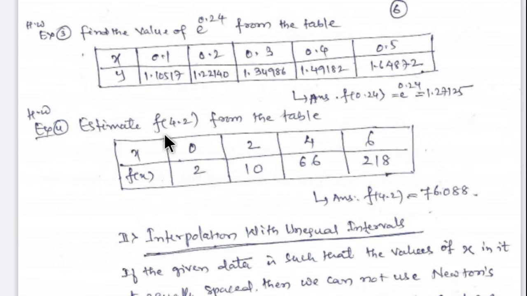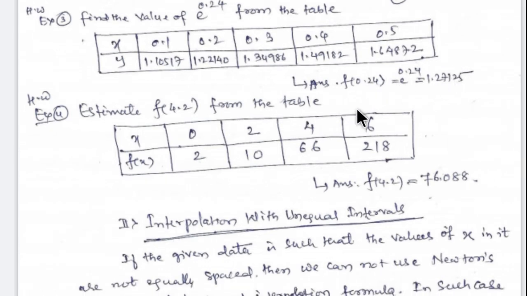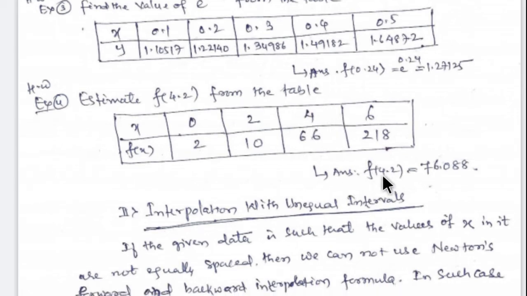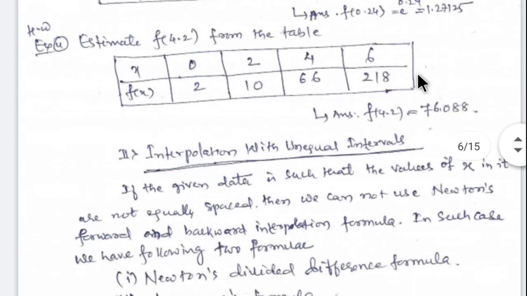You see one more example. Example 4: estimate f of 4.2 from the table. The answer I have also given here. Check that. The tabular values are given like this, and you can try this also. Since 4.2 lies at the end of the table, refer to example 2, a similar type. The answer is given here: f of 4.2 is 76.088. You can compare the answer.